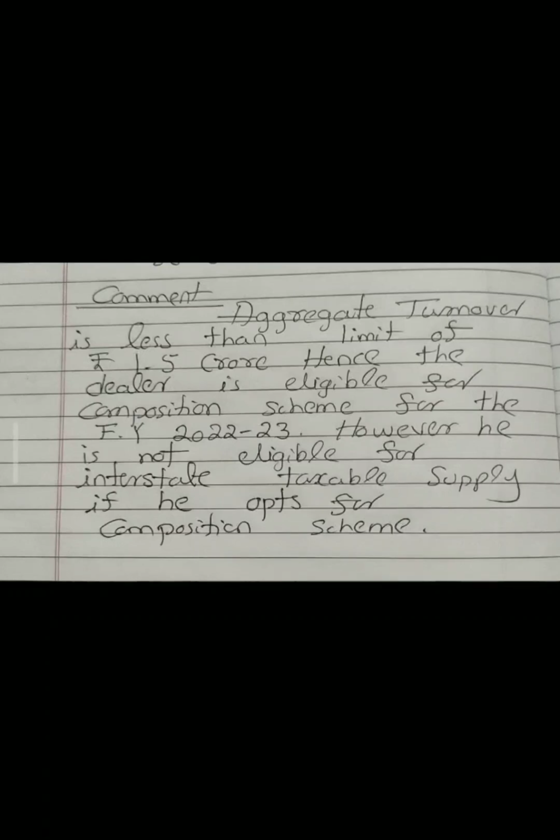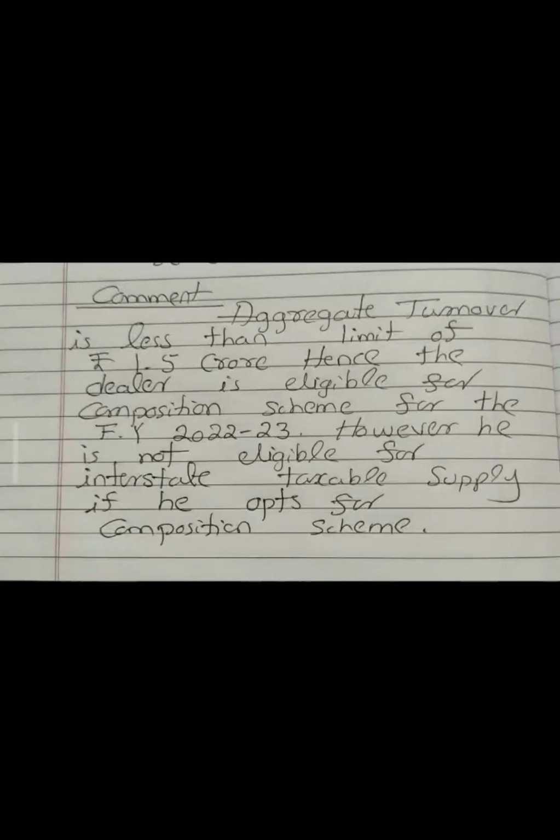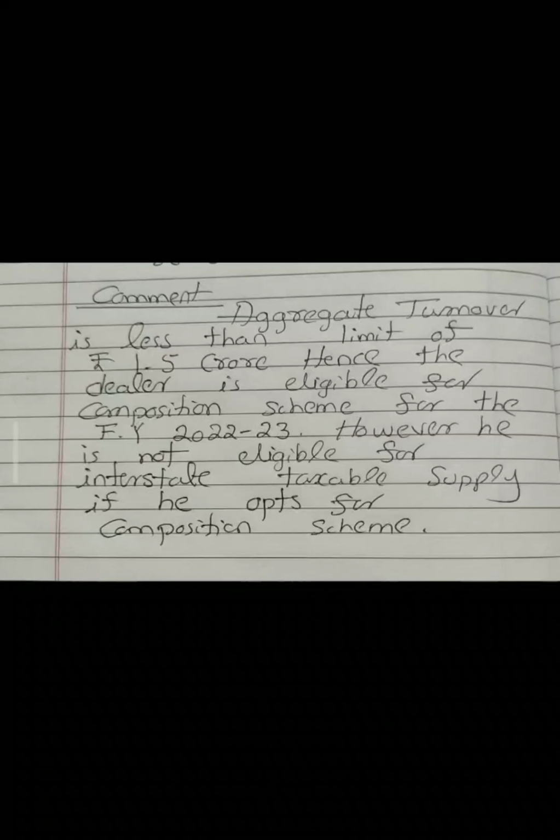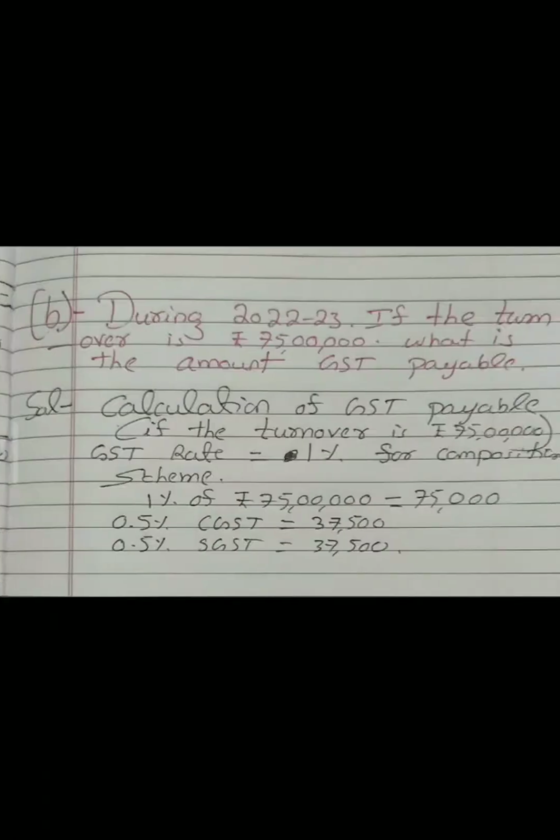However, he is not eligible for interstate taxable supply if he adopt for composition scheme. Once you adopt the composition scheme, he is only eligible for intrastate. You cannot supply goods outside the state to another state. So the interstate supply that exists has to be stopped. Got it? The second question, during 2022-23, if the turnover is rupees 75 lakh, what is the amount GST payable?